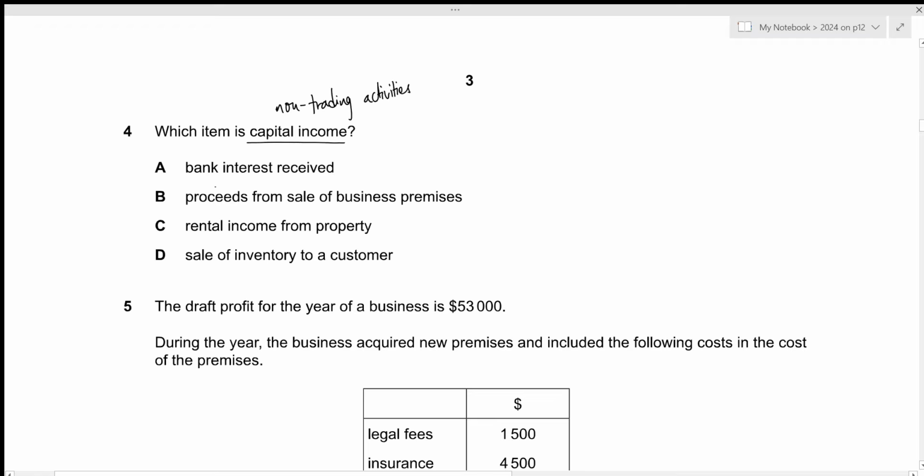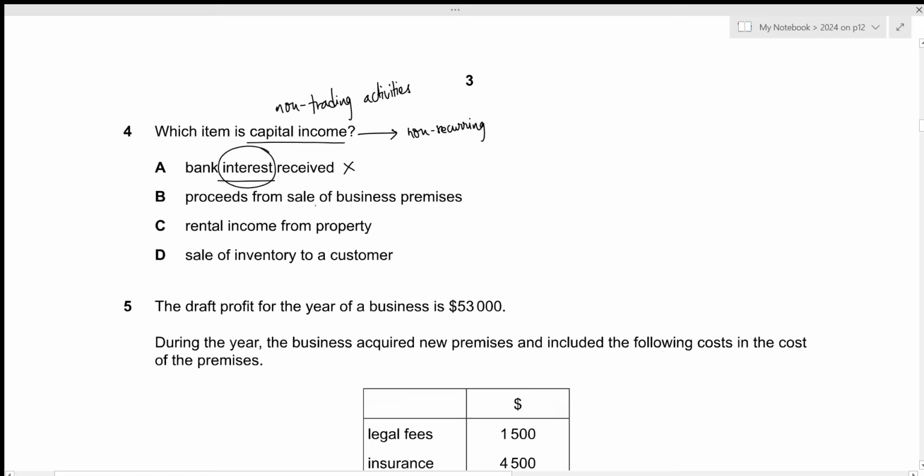Okay, the first one is our bank interest received. And another way to look at the capital income is its nature. It will be non-recurring in nature. It means that it's an activity which will not occur frequently. But in this case, bank interest will be usually given after every 3 months. So that is quite frequent. So this is not the answer we're looking for.